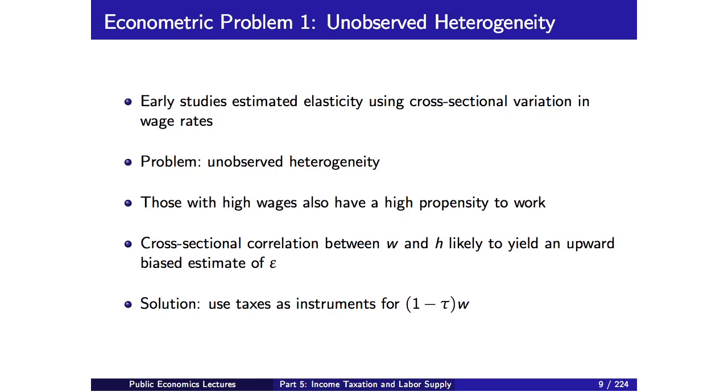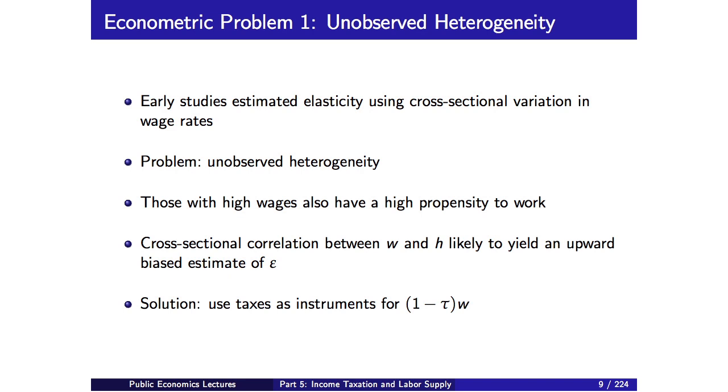So problem number 1, unobserved heterogeneity. This is a standard problem in any empirical work, basically. Early studies of labor supply, like going back 40 years, estimated the elasticity just by regressing hours of work on wages. So it's like I have this cross-sectional data set. Some guys have higher wage rates than others, regress hours on wages. Okay, so that is not a good idea because there's no research design, basically, right? So you have unobserved heterogeneity.